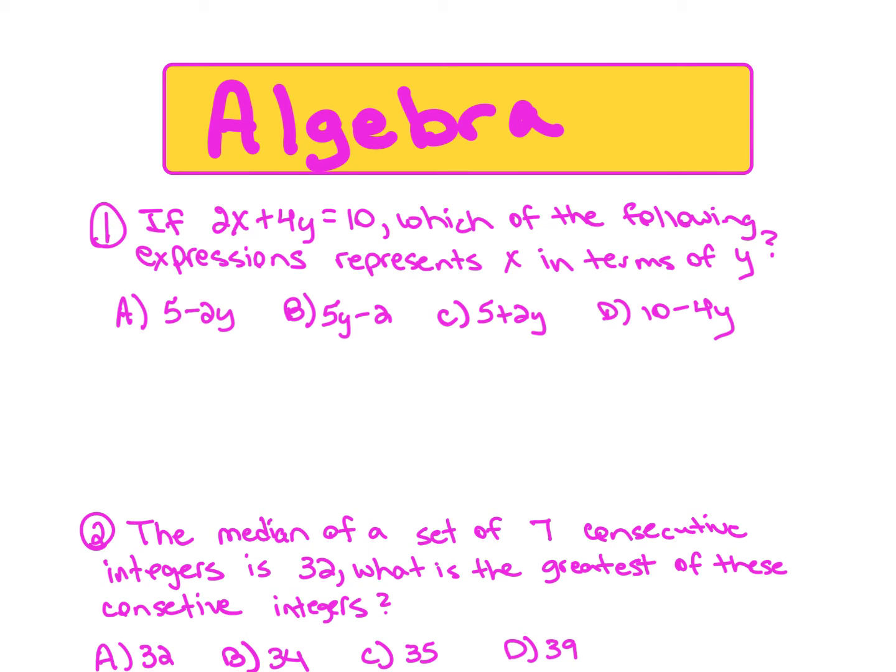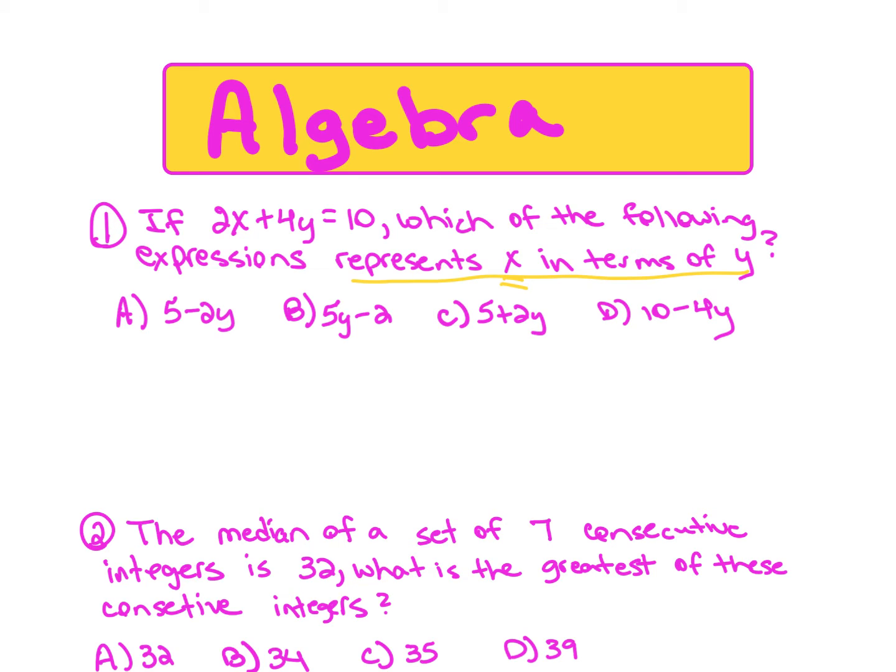Today's lesson is in the algebra domain, and there are lots of questions in the algebra domain. So I went in and chose the 4 problems that the most people miss, that we were farthest away from the norm. So the first question: if 2x plus 4y equals 10, which of the following expressions represents x in terms of y? Now, all that means is they want you to solve for x.